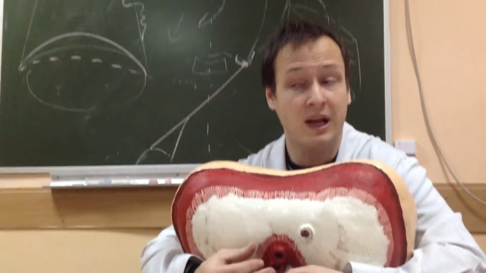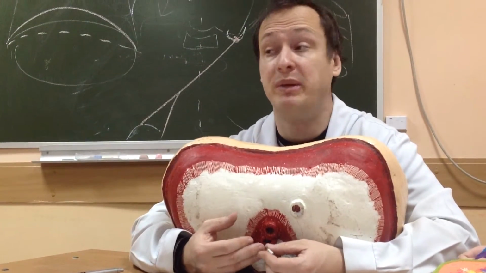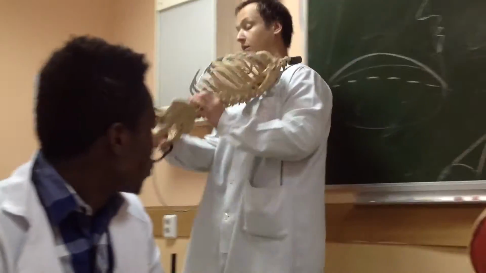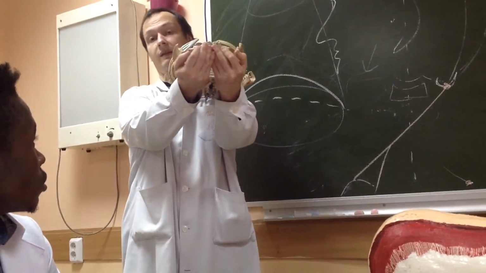Above is the diaphragm. Below is the pelvic diaphragm, because the pelvic cavity is the end of the abdominal cavity, enclosed by the pelvic diaphragm, by muscle.